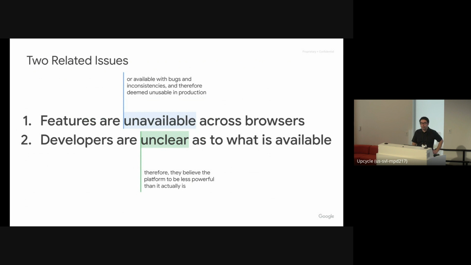So there are two related issues here. One is based on the messaging, and one is based on the realities of the platform itself. Number one, features are often unavailable across browsers or available with bugs and inconsistencies, and therefore they're deemed unusable in production. And that reduces the impact that we have with our work. So we put all the work in to ship those things, and then this reduces the impact of that. And number two, developers are unclear as to what is and isn't available. And therefore, they believe that the web platform is less capable than it actually is. And that, again, reduces the impact that we have with our work.